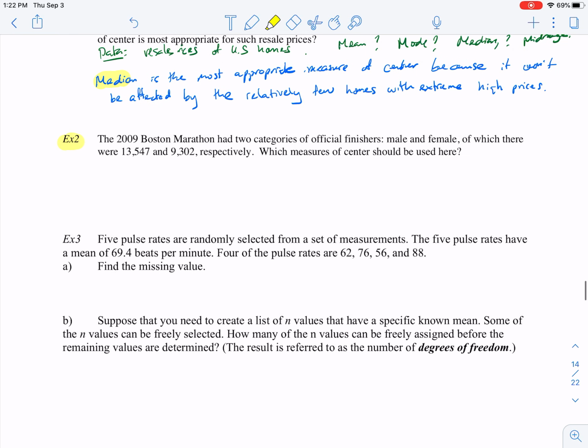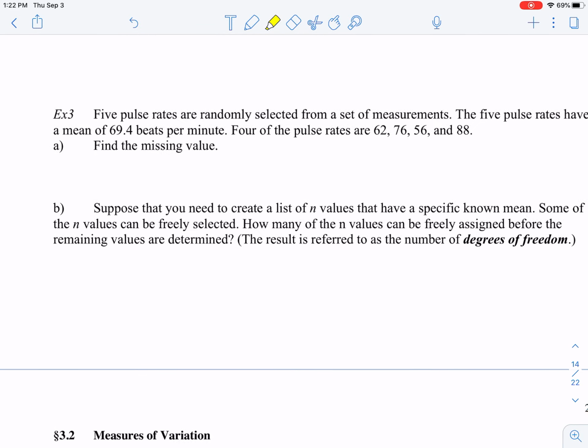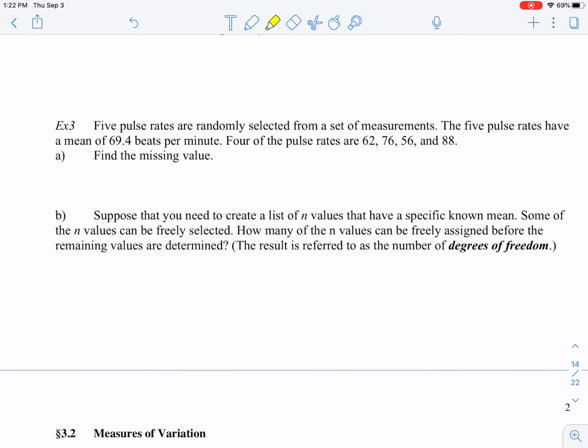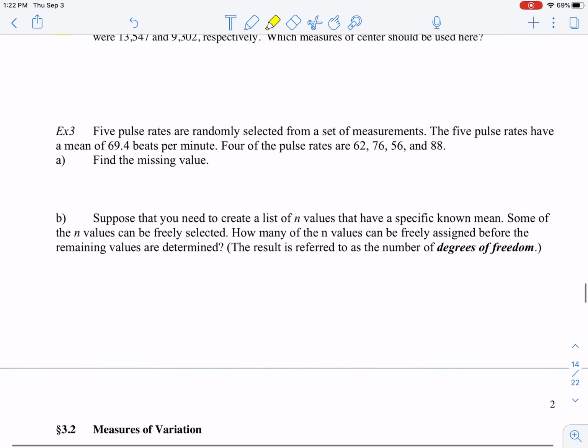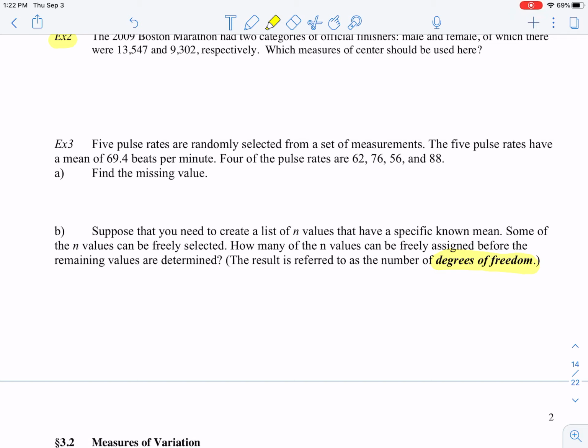I'll let you try example 2 on your own. Example 3 here, we can go over in Zoom if you like. This introduces the terminology degrees of freedom, which we will see a lot in chapters 6, 7, 8, and 9. This example discusses what degrees of freedom is, and I can certainly go over this in Zoom. I don't want to make this video any longer; it's already 17 minutes long.